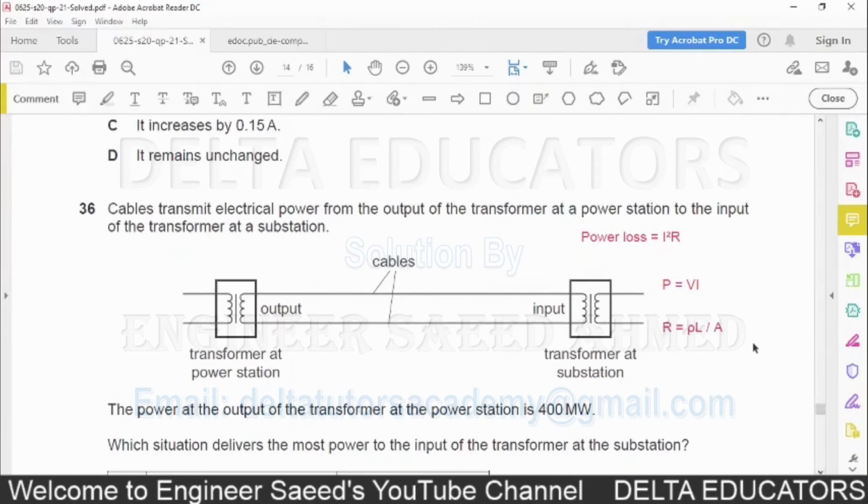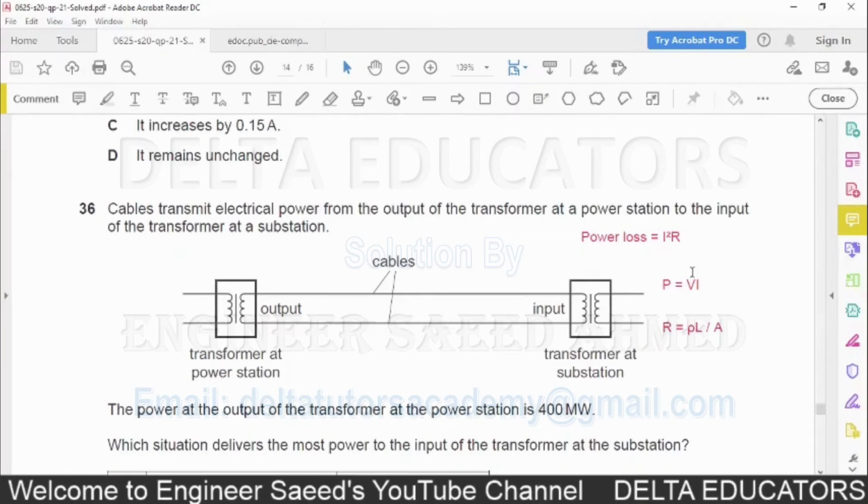Power loss is given as I squared R, where I is for current and R for resistance. Now here if we have to decrease the power loss, what do we have to do? We have to decrease the amount of current and we have to decrease the resistance. First we check how we can reduce the current. Power is also given as the product of voltage and current. So if we have to decrease the value of current, we have to increase the voltage. So to reduce the power loss, we have to transmit electrical power at a high voltage.